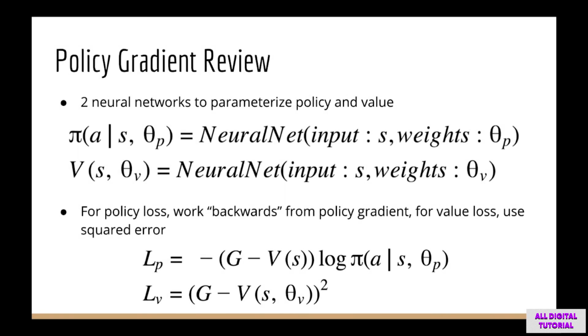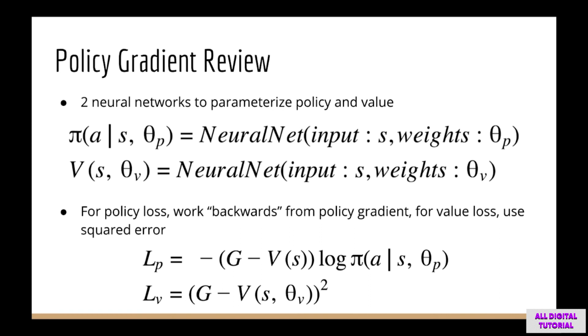First, let's review more closely how policy gradients work. As you recall, we're going to have 2 neural networks, the policy network and the value network. We can imagine that the policy network outputs pi, the policy, and the value network outputs v, the value. These networks have the weights theta p and theta v, respectively. The objective for the policy is derived by working backwards from the actual policy gradient itself, or in other words, taking the integral of the gradient. This is just the return, g, minus v of s, multiplied by the log of pi.